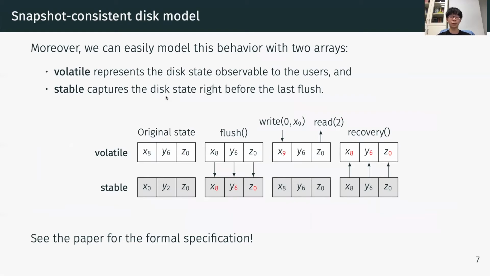The flush operation copies the contents of the volatile array to the stable array. The write and read operations only access the volatile array. The recovery procedure does the opposite of flush. It copies the contents of the stable array back to the volatile array. Please see the paper if you are interested in the formal specification.